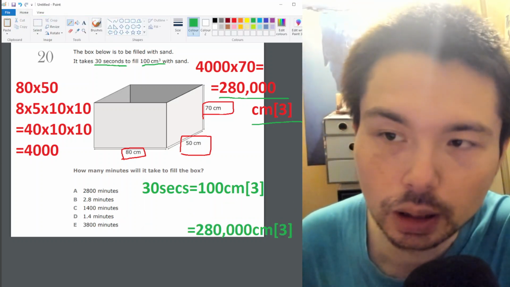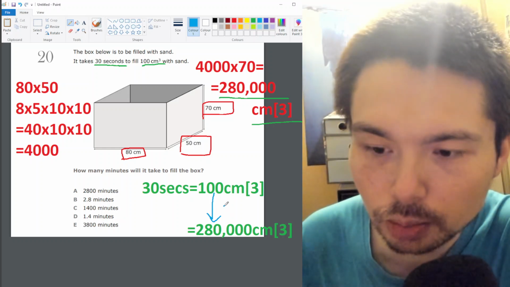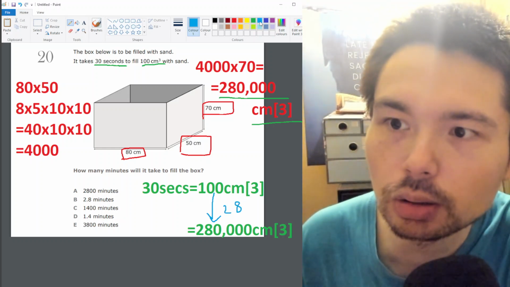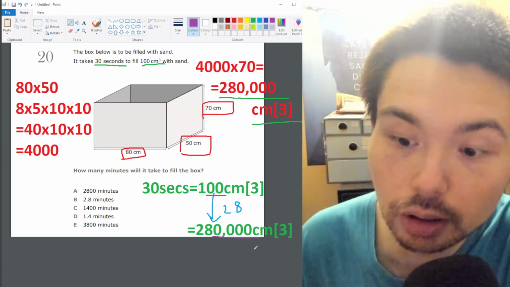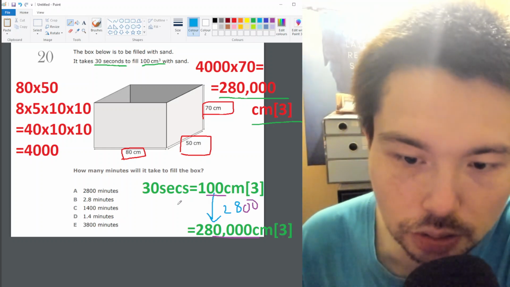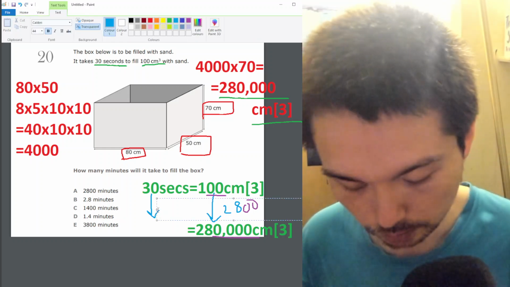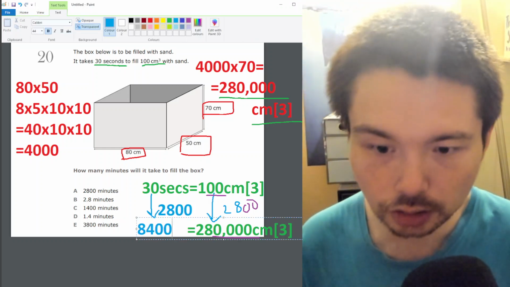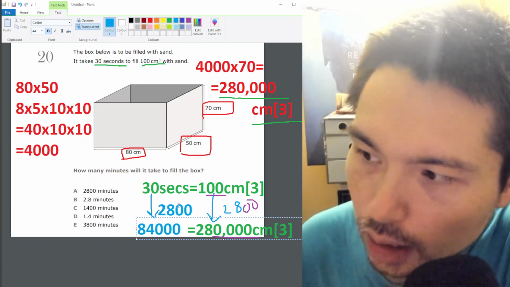How do we get there? Well, we need to go to the number. How do we go from 100 to this gigantic number? We're going to times by 28 and how many zeros? How to get this right? Look at this bit. 2 zeros there. And then 4 zeros there. So it's like 2800. So because of that, we need to do the same thing here. 30 times 2800 is equal to what? 84000. Because it's just 28 times 3, which is 84, and then there's a 10 there, there's a 100 there.